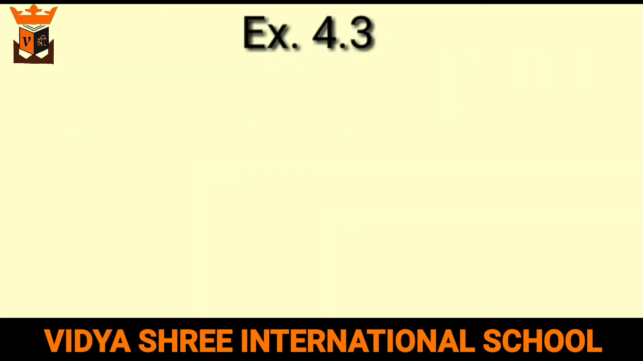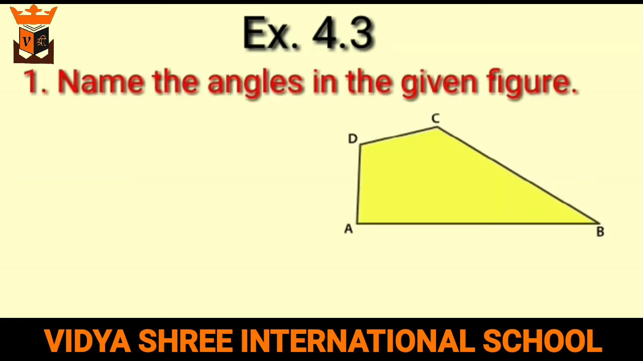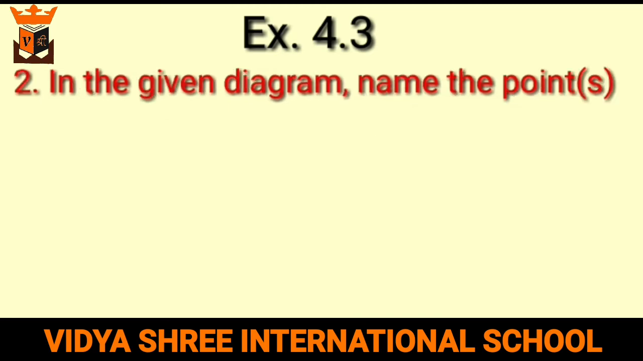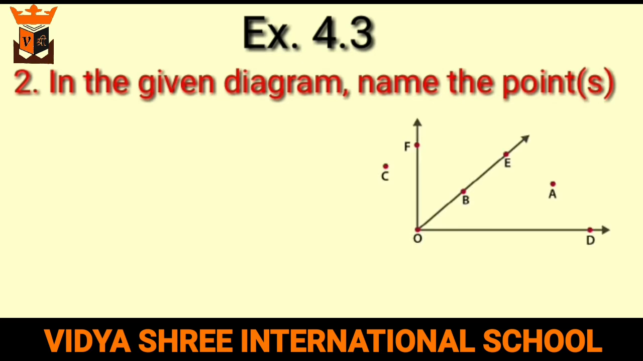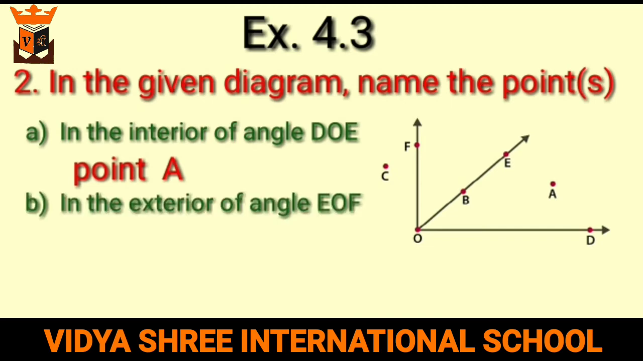Now coming to exercise 4.3, first question is name the angles in the given figure. The angles are angle DAB, angle ABC, angle BCD and angle CDA. Question number 2 is in the given diagram name the point. First part is in the interior of angle DOE. So in the interior of angle DOE we have a point A. B part is in the exterior of angle EOF.